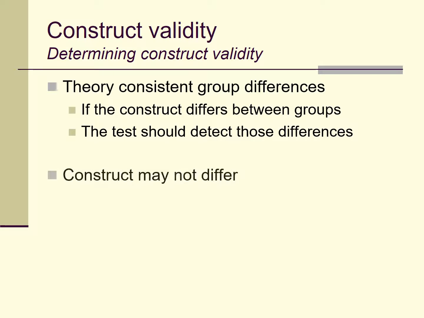So again, it may just be the case that the construct doesn't in fact differ across men and women, or across people who use alcohol versus people who don't, and so on and so on. Hopefully you get the point that evaluating construct validity is a lot like just science itself. It's the research process. You make predictions, you test them.